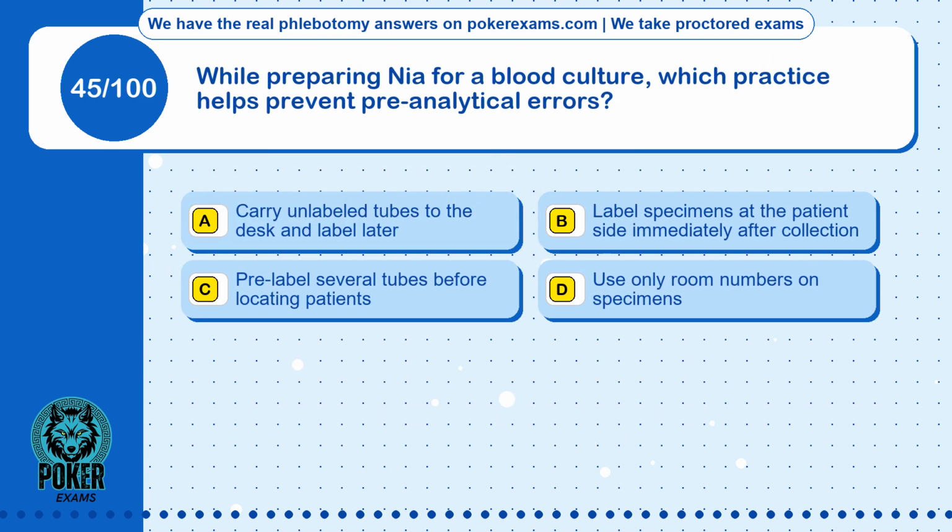Question 45. While preparing NIA for a blood culture, which practice helps prevent pre-analytical errors? Option A: carry unlabeled tubes to the desk and label later. Option B: label specimens at the patient's side immediately after collection. Option C: pre-label several tubes before locating patients. Option D: use only room numbers on specimens.